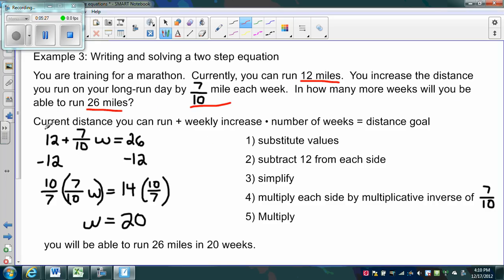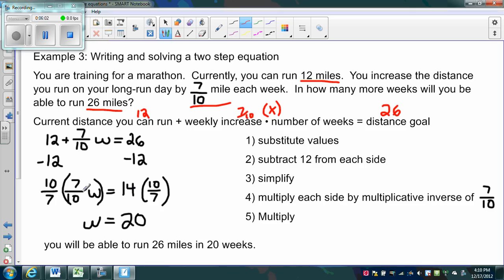So the verbal model is the current distance you can run, which is 12 miles, plus your weekly increase, which is 7/10, times the number of weeks. Well, that's our x. We don't know what that is. So you could say x or w to get our distance goal, which is 26. So you can plug those in. I ended up using w. And the first thing you need to do is subtract the 12 from both sides, because that's not the one associated with w. So you can easily do that, giving us 14.